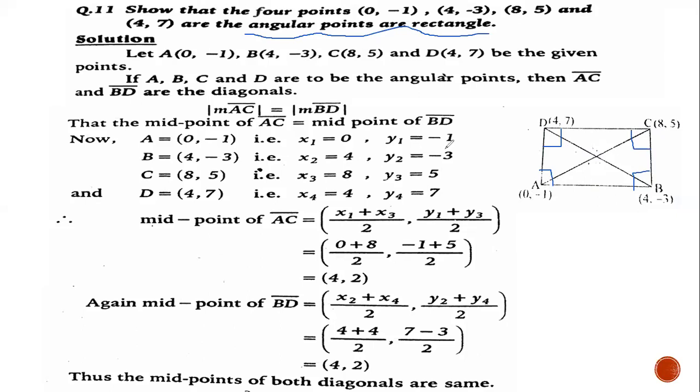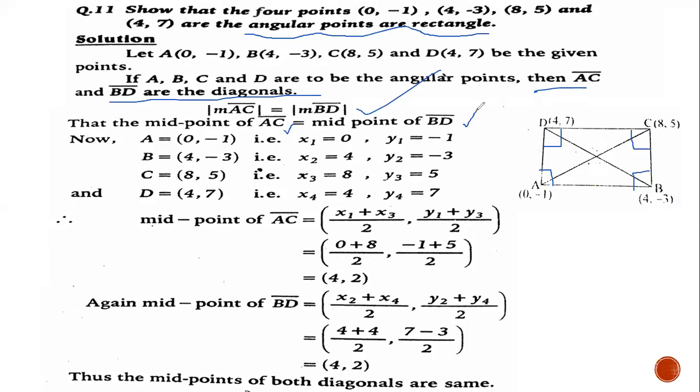Let's check its working. Let A, B, C, D be the given points. If A, B, C and D are the angular points, then AC and BD are the diagonals. And we all know that for a rectangle, diagonals are equal. Hasib Riaz has entered the room. So when these two lines are equal, their midpoints will also be equal. So we have written down here that the midpoint of AC and the midpoint of BD are equal.